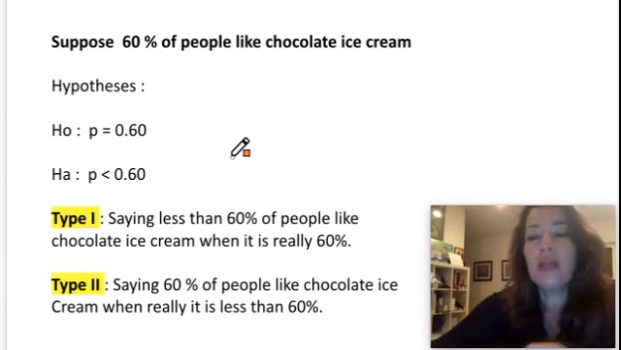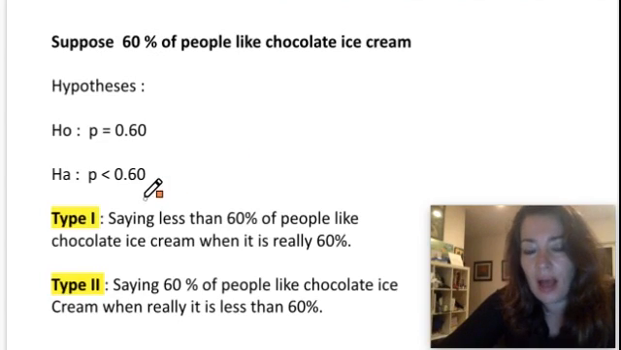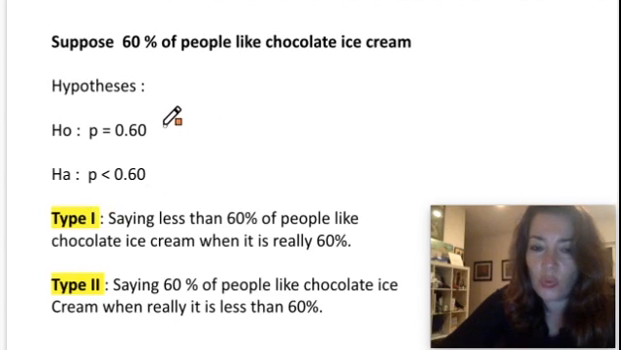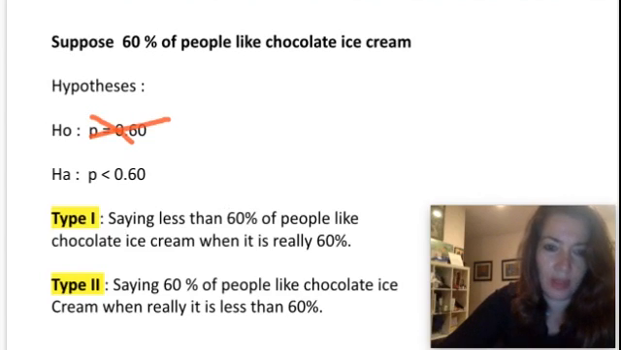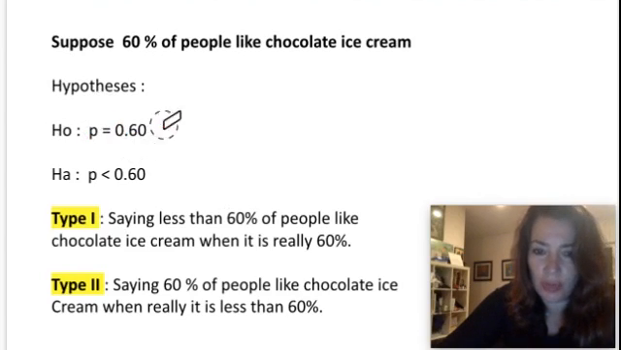So a type 1 error would basically mean, in context to the situation, that we reject the null. In other words, we don't go with the null and we go with the alternative. So that means we say that less than 60% of people like chocolate ice cream, but in reality, it is 60%. What would a type 2 error be in context to the situation?